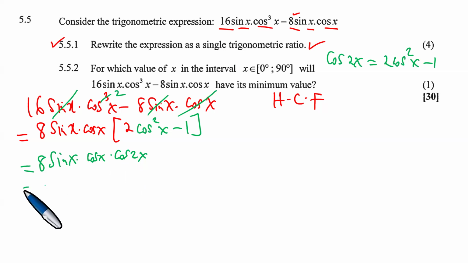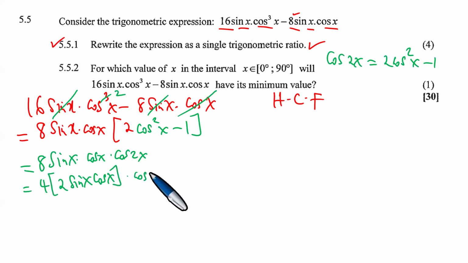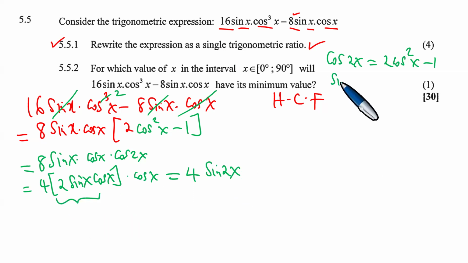Which is 4, open bracket. We can take out a 2 here, giving us 2 sine x cosine x. We just factor out 8 as 4 times 2, and it gives us this. What is 2 sine x cosine x equal to? We know that sine of 2x is 2 sine x cosine x. Isn't that 2 cos 2x?